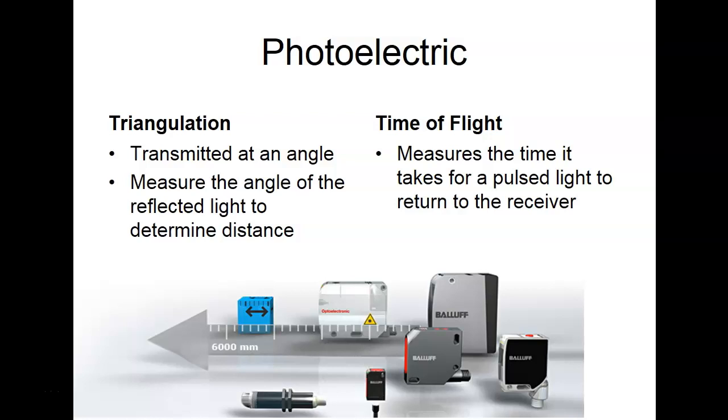So we have triangulation. Triangulation transmits and measures the angle of the reflected light to determine the distance. Time of flight. This is the one that operates very similar to ultrasonic sensors. This measures the time it takes a pulse of light to return to the receiver. Pretty straightforward.